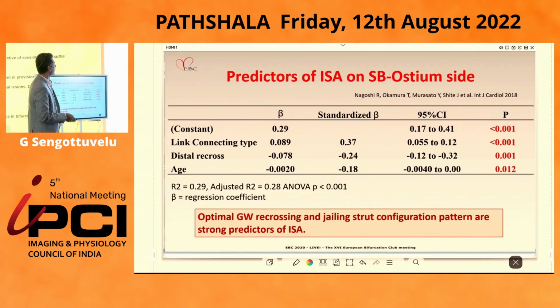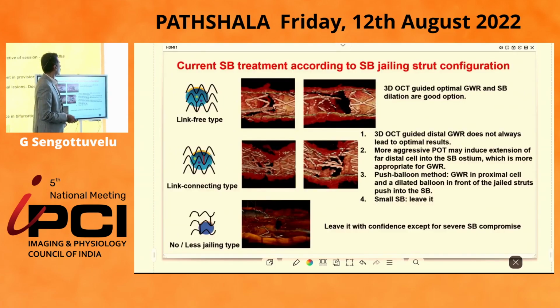Again, in this study, they have shown the most important predictors of ostial side branch issues are related to the link-connecting type, which I discussed, as well as the distal cross. So it's important to know by 3D whether it's a link-free type or a link-connecting type, or if there is no jailing at all, then we can probably leave it like that.